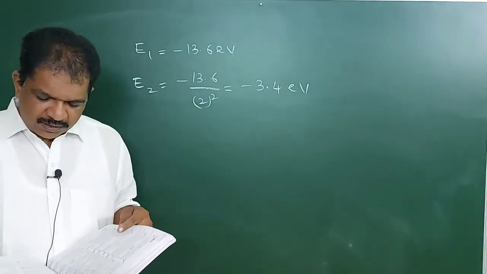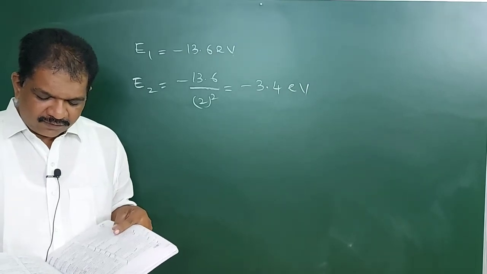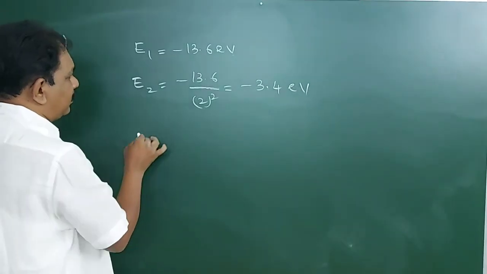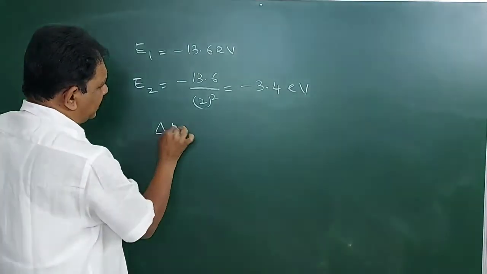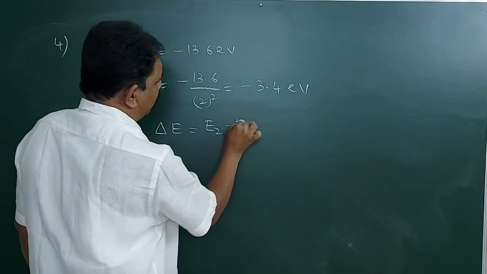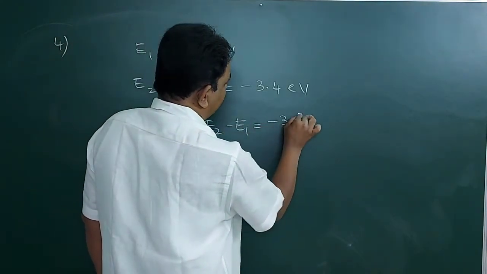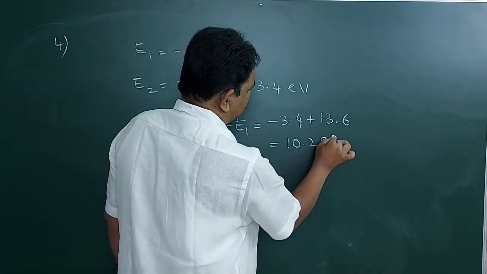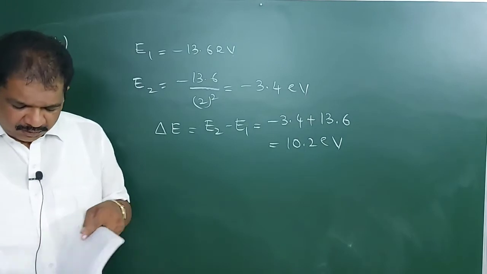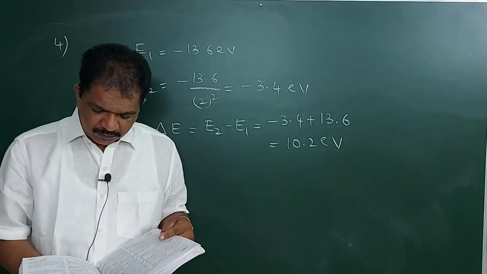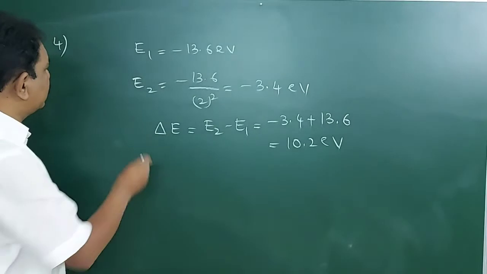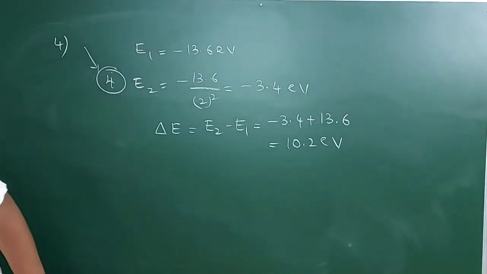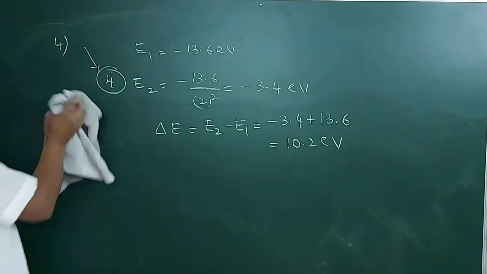So when the electron is in the first excited state, its excitation energy will be the difference of this. Delta E is equal to E2 minus E1, minus 3.4 plus 13.6. This value is 10.2 electron volt. So the fourth question, it will be the fourth option. Okay. Next.